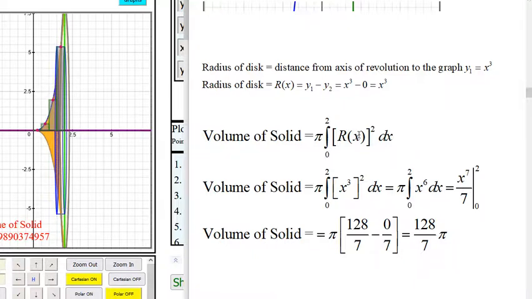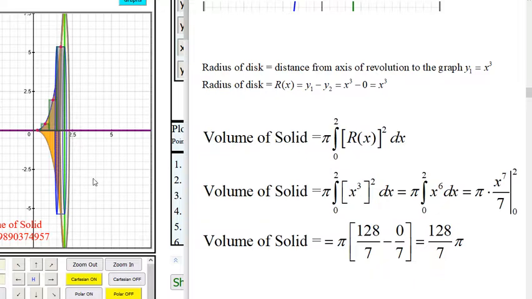And r sub x, which is the radius, is x to the third. X to the third squared is x to the sixth. Antiderivative of x to the sixth is x to the 7 divided by 7. And then we evaluate from 0 to 2.